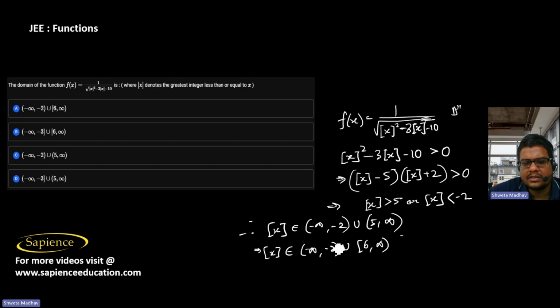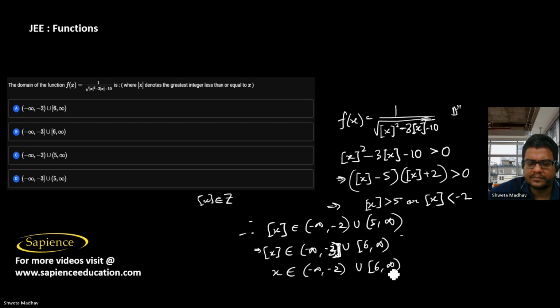Or here also I can say that [x] should always be an integer only. [x] always belongs to Z. So therefore it should go till minus 3. If [x] goes till minus 3, then x should belong to minus infinity to minus 2 union 6 to infinity. So therefore this is the domain of this function, minus infinity to minus 2 union 6 to infinity. So option A is the correct answer.